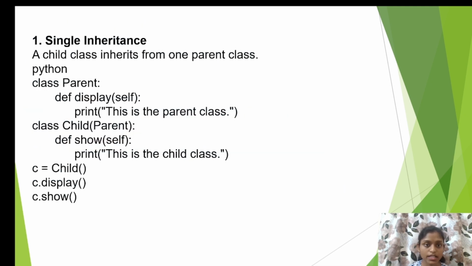A child class inherits from the parent class, as I said. Next, here I defined a class with the name Parent, and I created a display method with def, and this is the parent class and this is the child class. And for every class we have to create an object. I created c as an object, and this c is an object created for the class Child, and I call display and show it here.